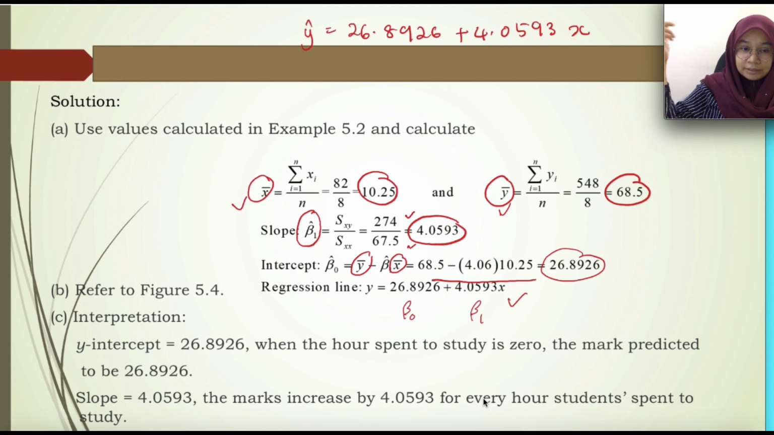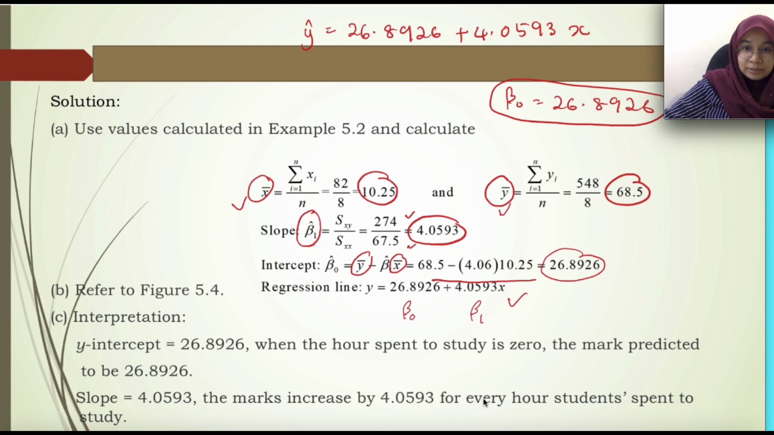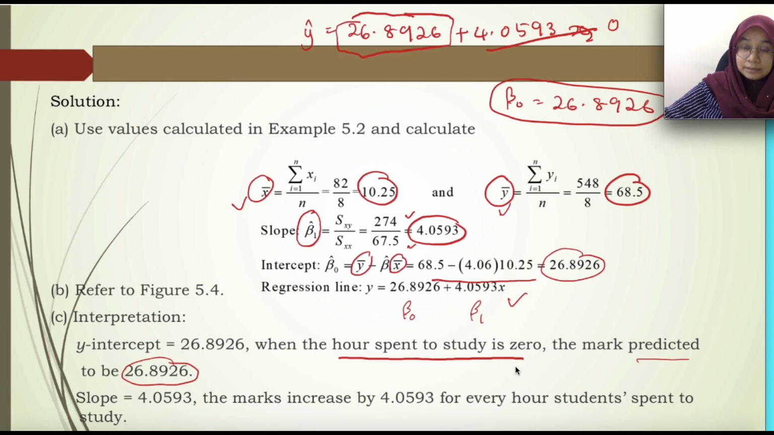Interpret the y-intercept. Y-intercept is beta naught, so beta naught is equal to 26.8926. What does it mean by 26.8926? It means that when the hours spent to study is 0, the mark predicted is 26.8926. When the hours is 0, the marks will be 26.8926. That is what it means by beta naught.